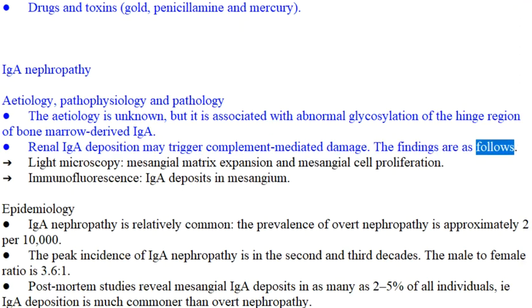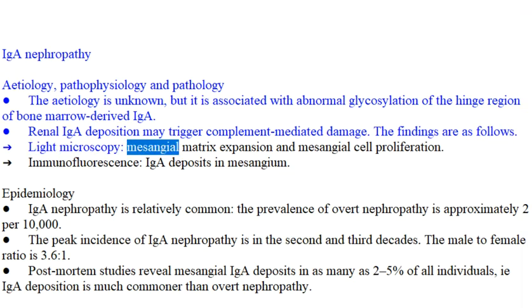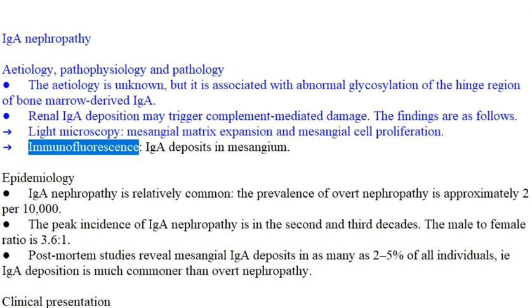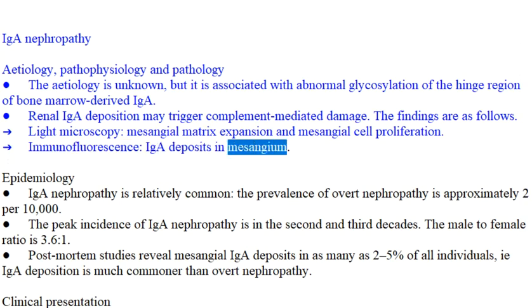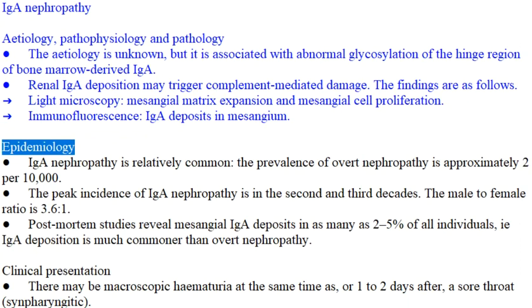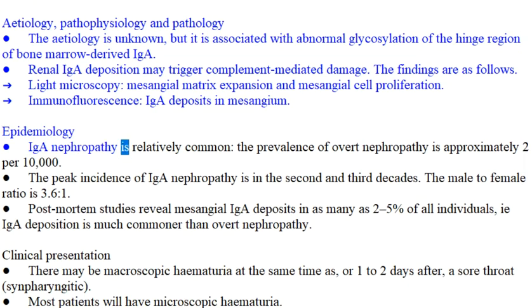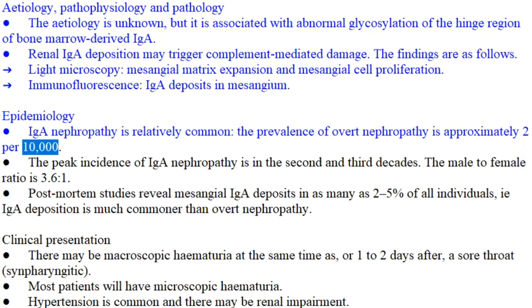The findings are as follows. Light microscopy: mesangial matrix expansion and mesangial cell proliferation. Immunofluorescence: IgA deposits in mesangium. Epidemiology. IgA nephropathy is relatively common. The prevalence of overt nephropathy is approximately 2 per 10,000.